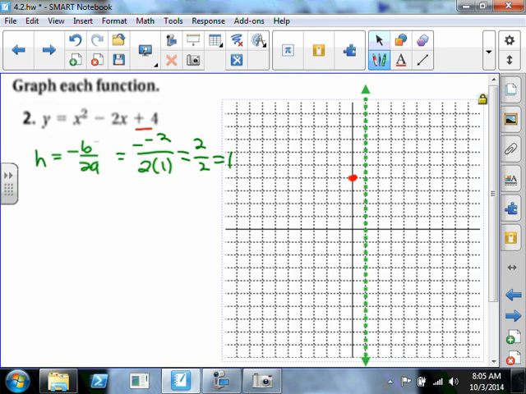If I understand the way a works, since my a is 1, from the vertex I go over 1 and up 1, and my vertex is actually going to be right there at (1, 3). If you don't believe me, check this out. So k is 1 squared minus 2 times 1 plus 4. So that's 1 minus 2 plus 4.